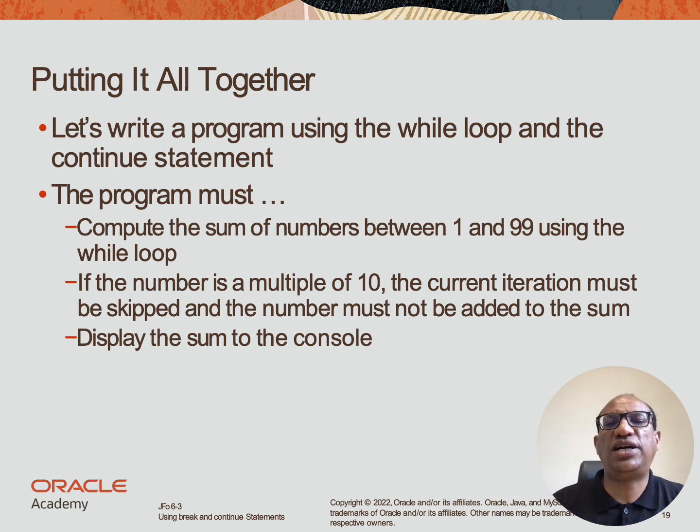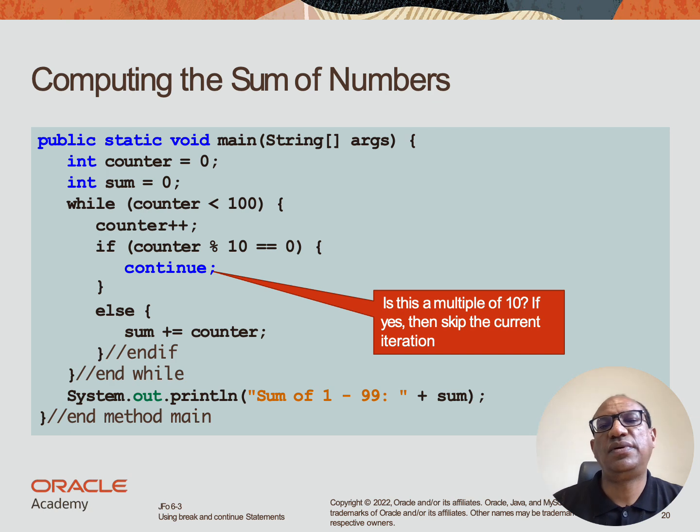Let's try a practical challenge. Write a while loop to sum numbers from 1 to 99, but skip numbers that are multiples of 10 using continue. Here is that logic in code. All the 10s, the 20s, and 30s, and so on, get skipped. The final output, the sum of 1 to 99 minus the multiples of 10, becomes 4,500.